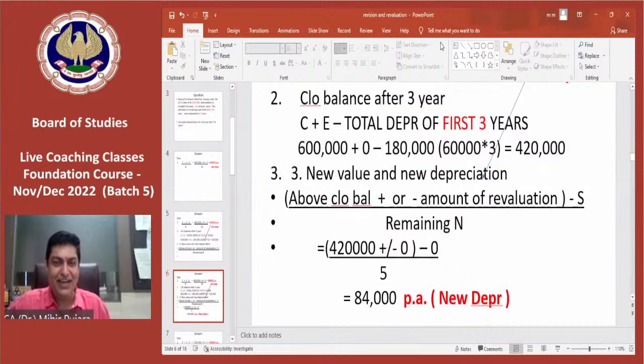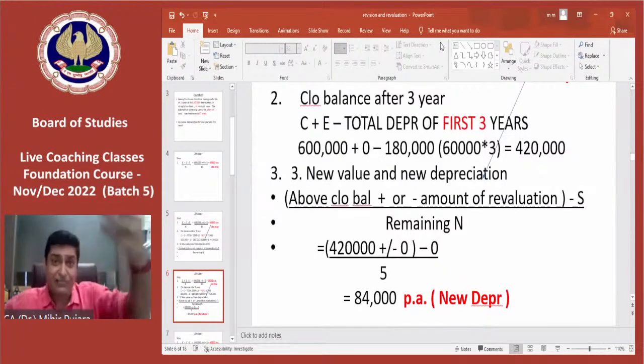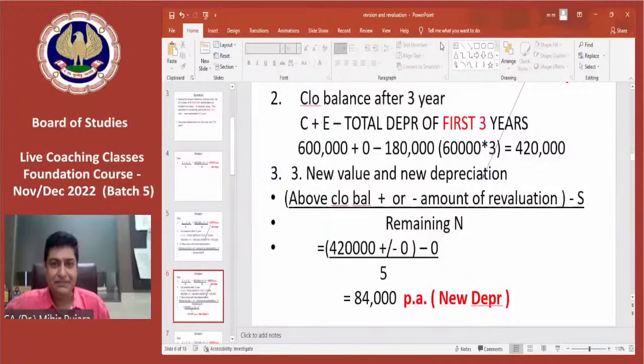Correct. Can we go further, friend? Vagdevi, scrap is not given, so 0. Only the year changes, the value is not changed. In the next question, I will change it. I hope it is clear now. Let's move to the next question.